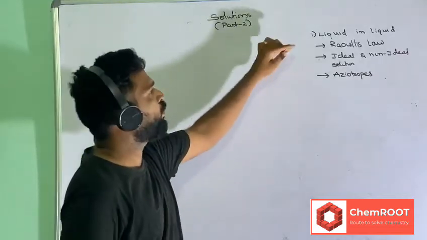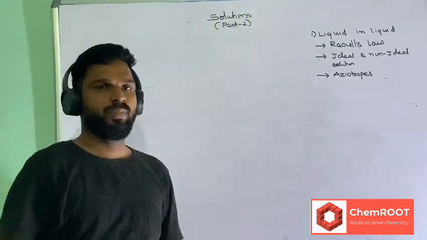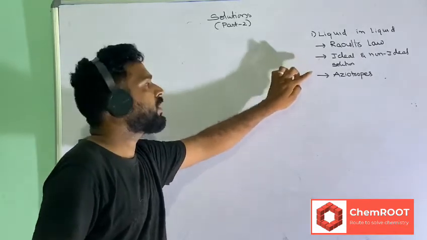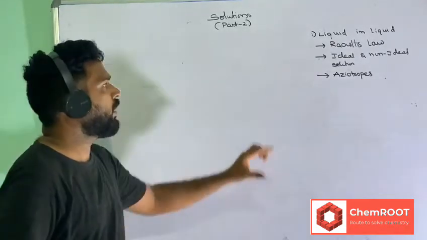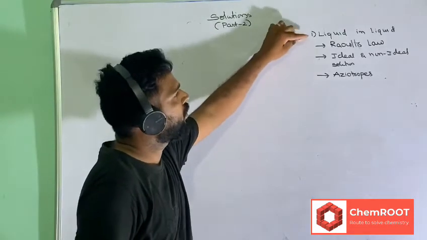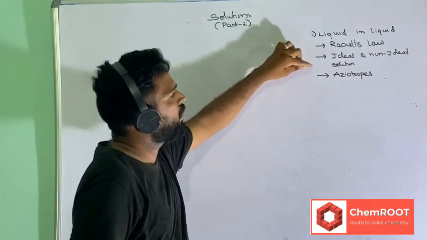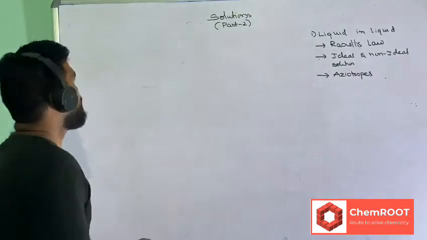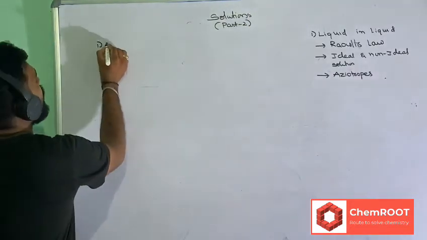In this part 2, we are discussing liquid in liquid solutions mainly. In that, Raoult's law, ideal and non-ideal solutions and azeotropes. We are concentrating mainly on three topics: Raoult's law, ideal and non-ideal solutions, and azeotropes in liquid in liquid. So first, what is Raoult's law related to liquid in liquid?